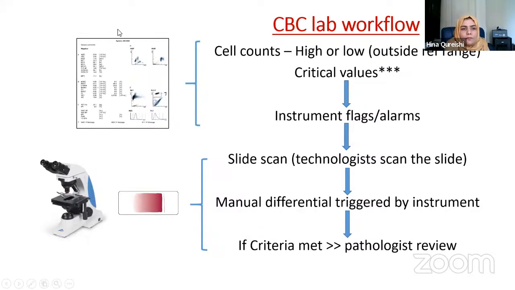So after you see any flags or abnormalities in the instrument generated data, if the cell counts are too high or too low, and they meet the criteria for critical values, a phone call is made to the clinician and a slide is made. The technologists scan the slides just to verify those abnormal results. And there are certain internal criteria that have to be absolutely reviewed by a pathologist before the result is released, even before the CBC is released. And sometimes the CBC result is released after the technologist is satisfied and the criteria is met.